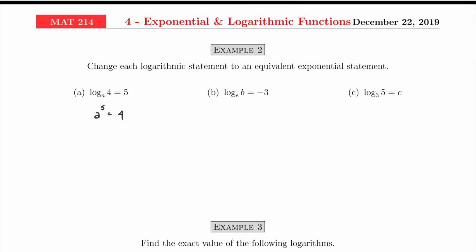For part B, you can see it does say log base e, which like I said a minute ago is not traditional notation. But this would be e to the negative third equal to b. And then for part C, we have the base is 3. The exponent will be c, equal to 5. So 3 to the c is equal to 5.